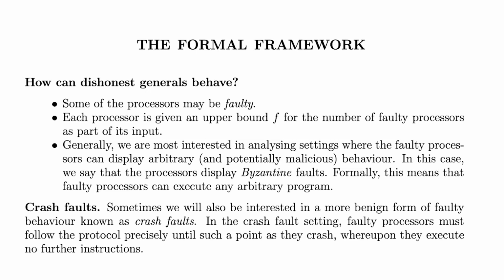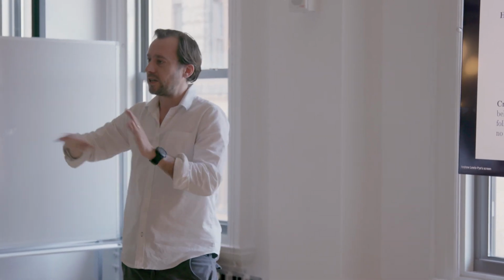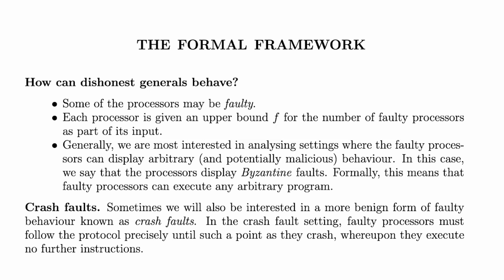You might want to consider other sorts of faults. For different settings, different sorts of faults might be interesting. So you might also consider crash faults. If you consider crash faults, that means processors have to follow the protocol precisely up until maybe some point where they crash, and then after that point they just stop doing anything. But mainly we're going to be interested in Byzantine faults, because that tends to be the one that people are interested in in the blockchain setting.